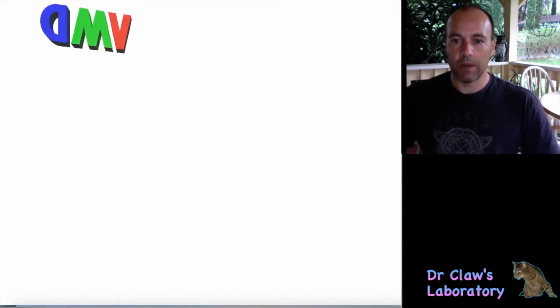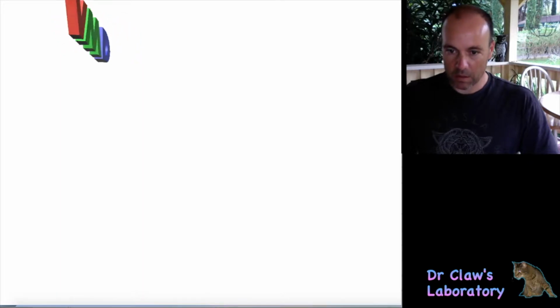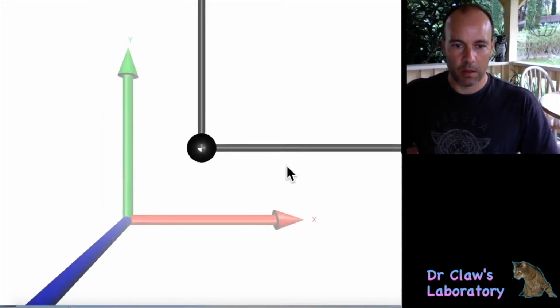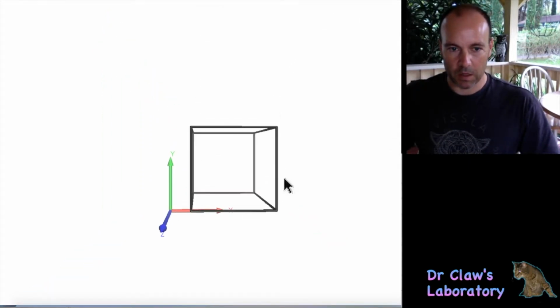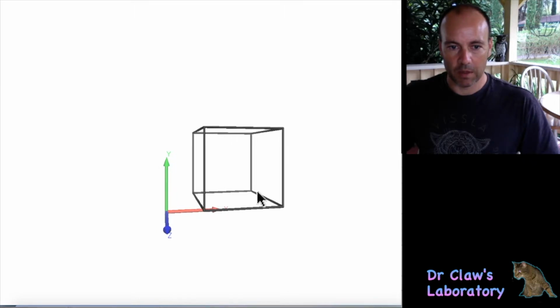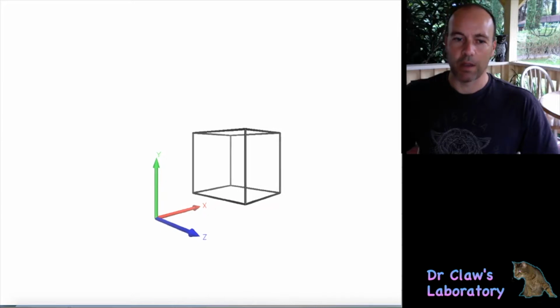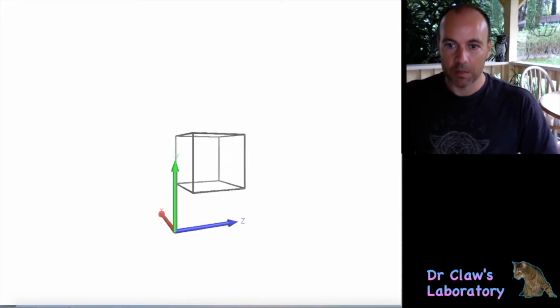So here's VMD again, and here is one unit cell, a cubic unit cell. Let's move this down there and see if we can give it a slight rotation. VMD will let you rotate things slightly. Okay, there we go. And let's put the atoms in.